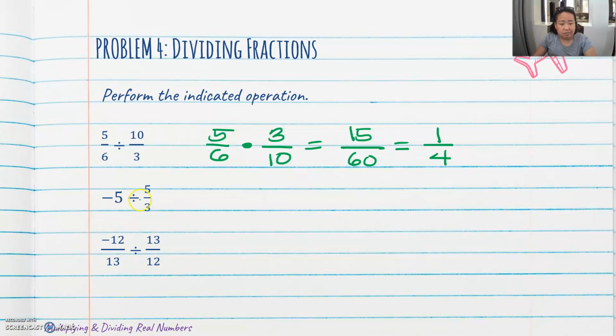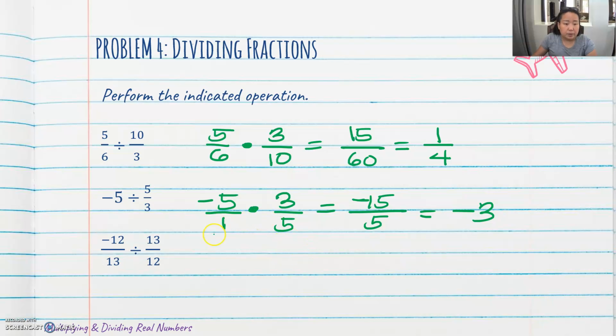In the case of negative 5 divided by 5 over 3, that will be negative 5 times 3 over 5, the reciprocal of 5 over 3. Negative 5, if you would like to have a denominator for it, is over 1. If we multiply across, negative 5 and 3 is 15. Because it's negative and positive, that's negative 15. 1 times 5 is 5. And negative 15 divided by 5 gives us negative 3.